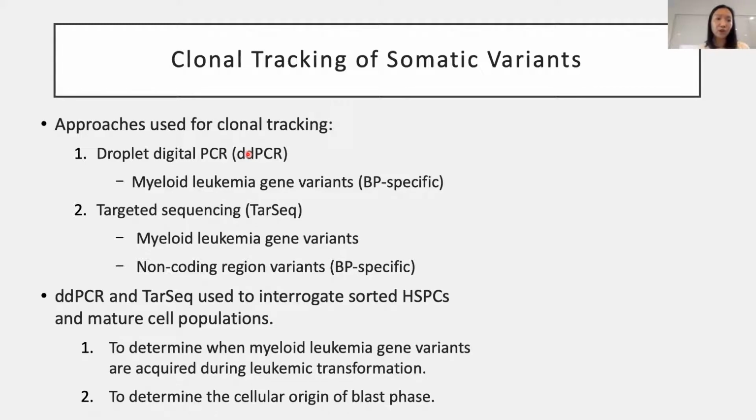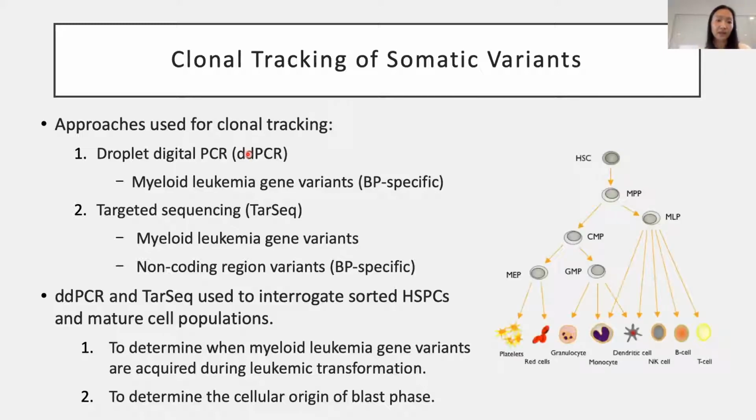The goal of using these 2 approaches is to allow us to interrogate the sorted HSPCs and mature cell populations. This will allow us to determine when myeloid leukemia gene variants are acquired during leukemic transformation, and also allows us to determine the cellular origin of blast phase, meaning within which HSC or which HSPC population do these mutations arise.